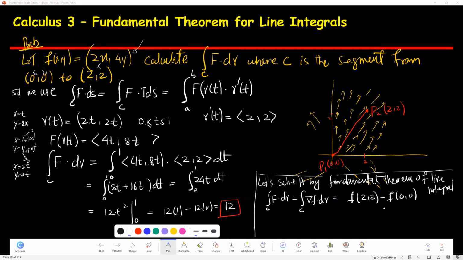Okay, if I substitute 2 into my function, it becomes 4 plus 8. 2 times 2 is 4, and then 2 times 4 is 8. Not plus, it's going to be minus with this. Minus 0 plus 0. When you solve it, the answer would be again 12. You see, in one shot, we just solved this one.